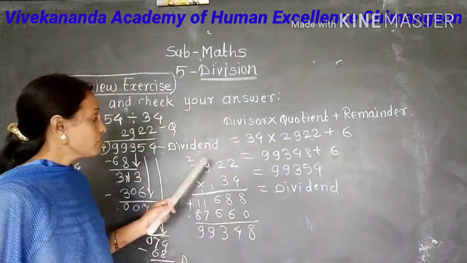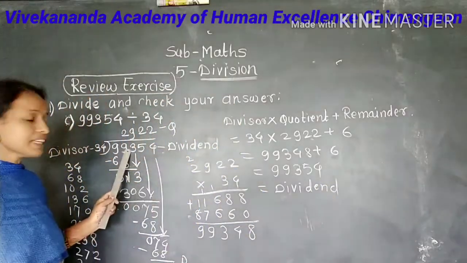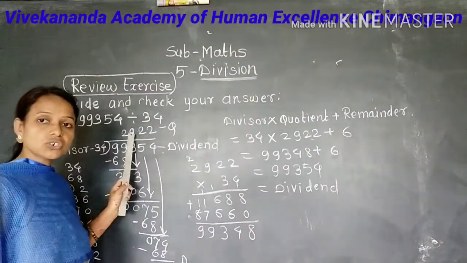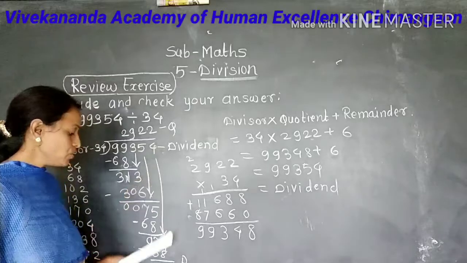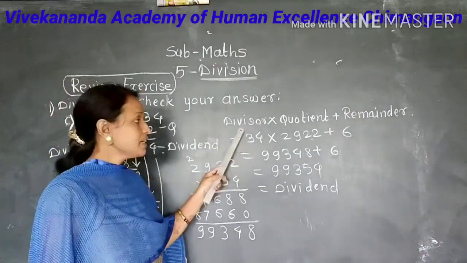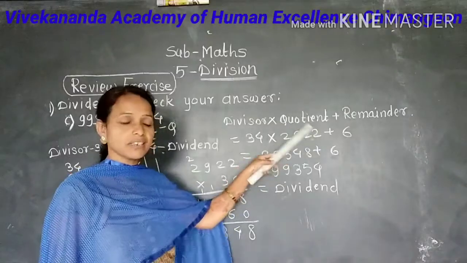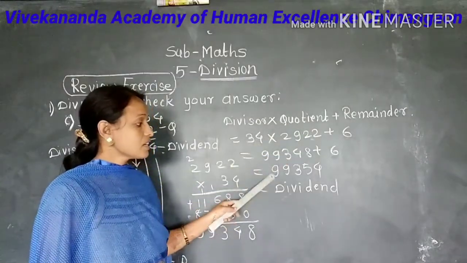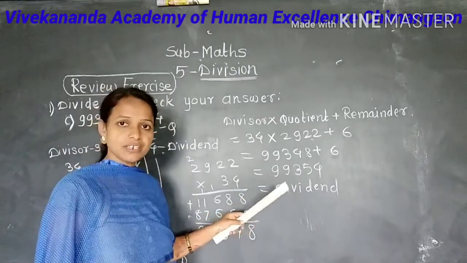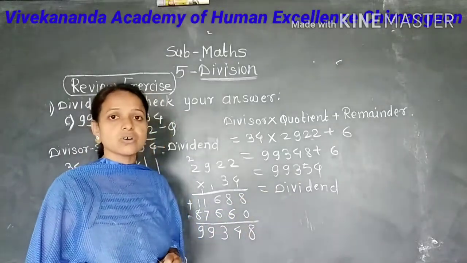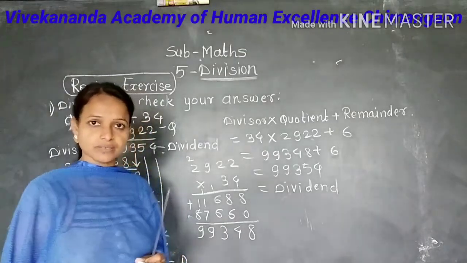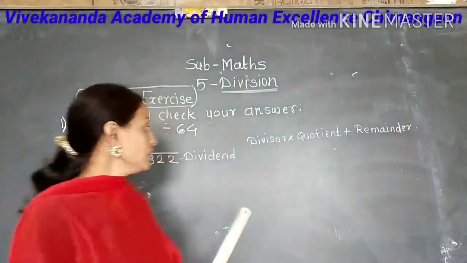In this way, we divide here 99,354 by 34. We get quotient 2,922 and remainder 6. And we check our answer by division algorithm. Divisor into quotient plus remainder. We get here 99,354, which means dividend. So our answer of quotient and remainder is correct. Okay. Next example.